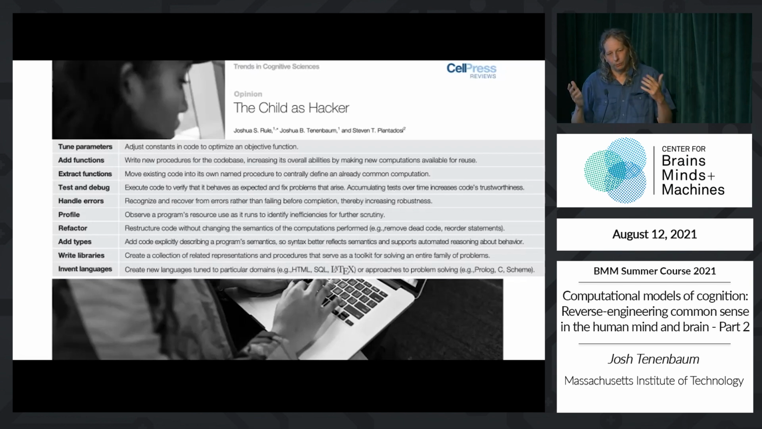So what I think is the future of both models of human learning, as well as more human-like models of machine learning, are algorithms that can do all these kinds of things, that can learn by writing code, by writing domain-specific libraries of code that capture domains of knowledge, and then writing whole programming languages.